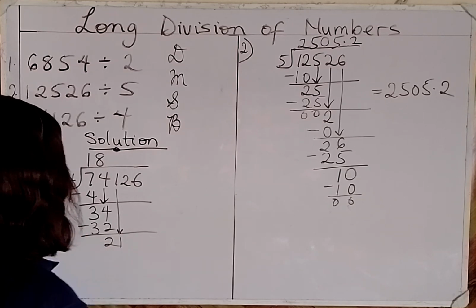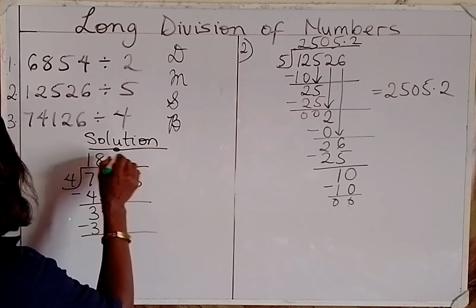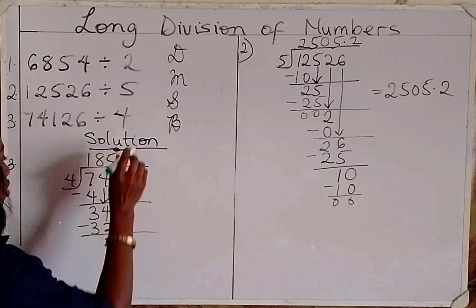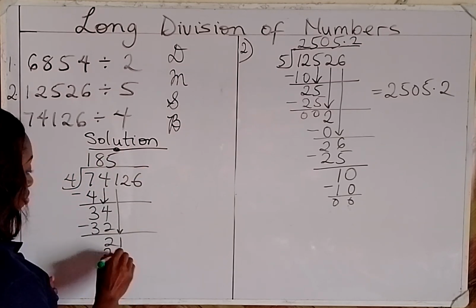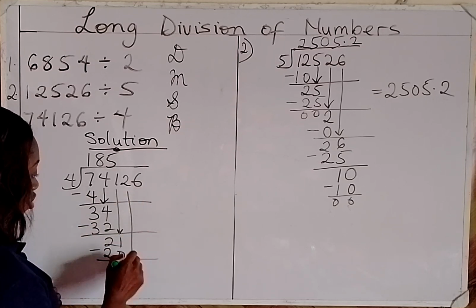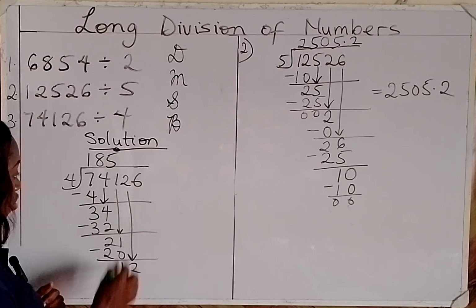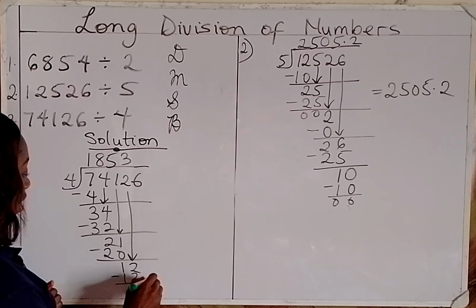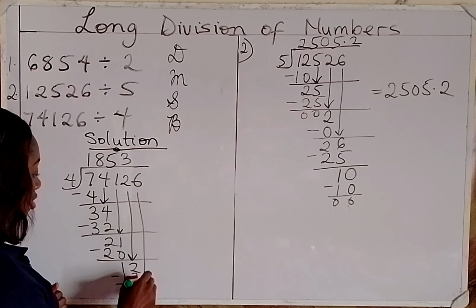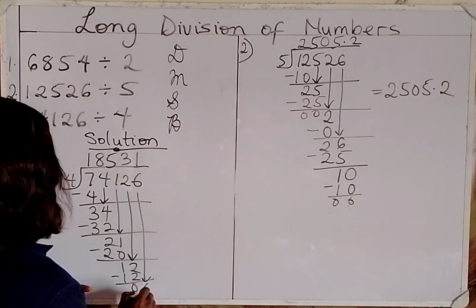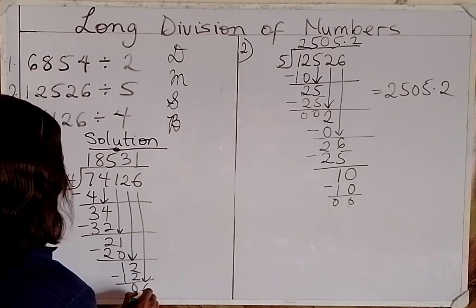4 in 21 is 6. Sorry, 5. 5 times 4 is 20. Then we take away. We have 1. Bring down 2. 4 in 12 is 3. 4 times 3 is 12. Take away, we have 0. Then we bring down 6. 4 in 6 is 1. 4 times 1 is 4.